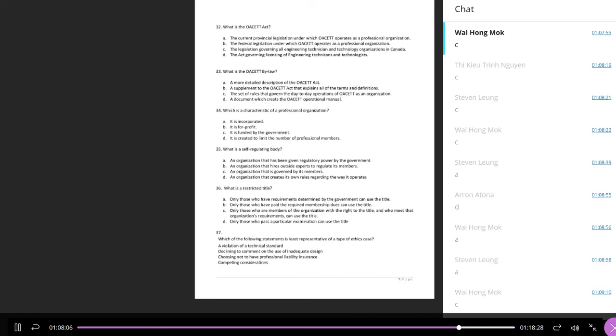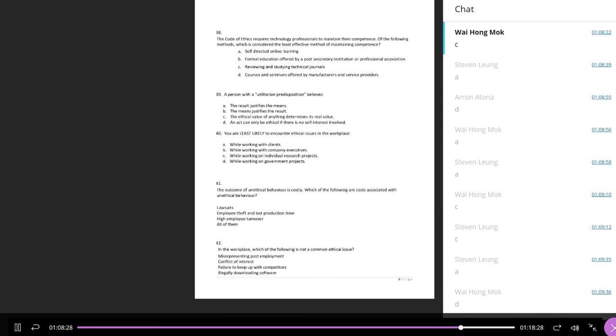37, I don't know what happened to the formatting of some of these questions. 37 is, which of the following statements is least representative of the type of ethics case? Should all know the answer to this now. Yes, it is C, or the one that should be C on this page. 38, the Code of Ethics requires technology professionals to maintain their competence. Of the following methods, which is considered the least effective? You should all know the answer to this as well. Yes, I just took out the World Wide Web stuff.